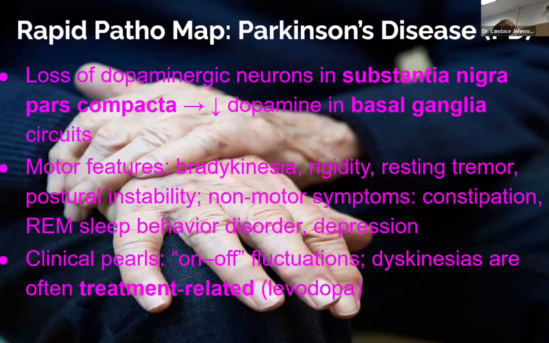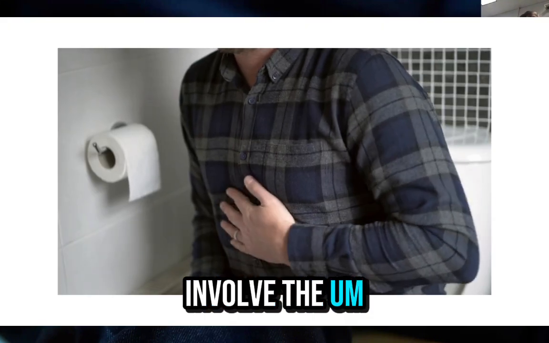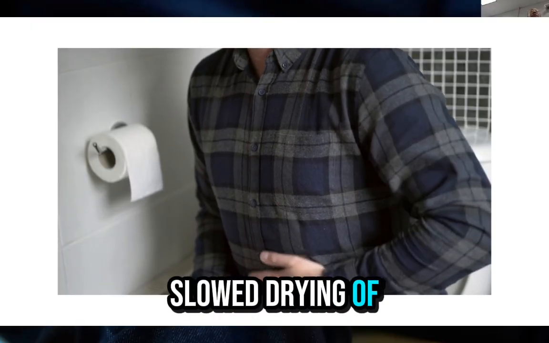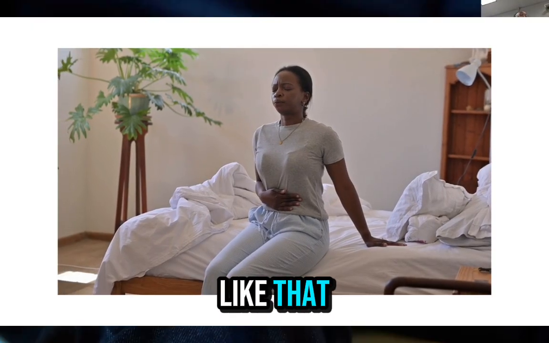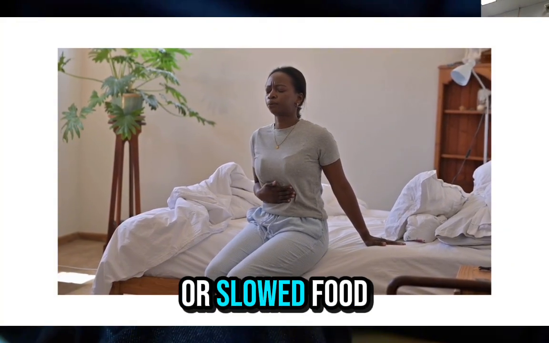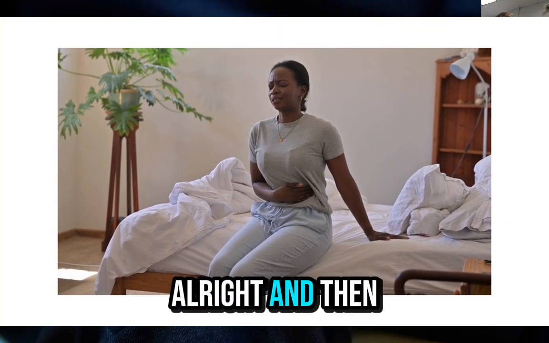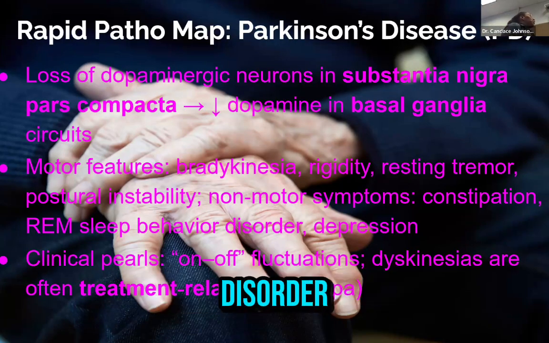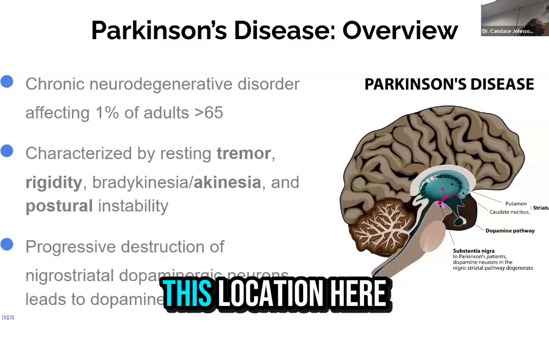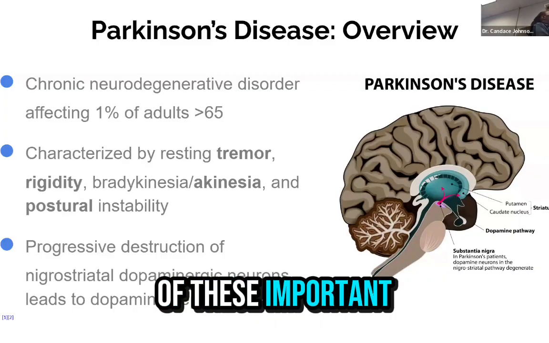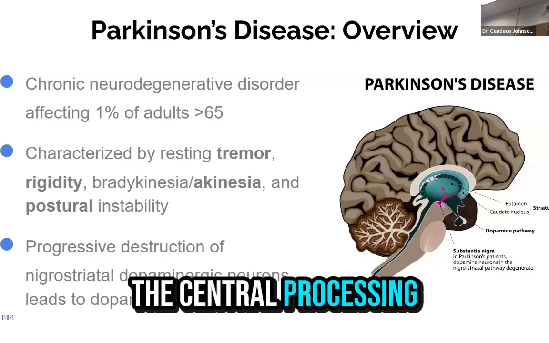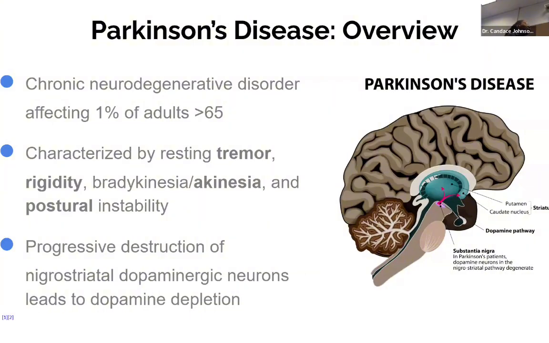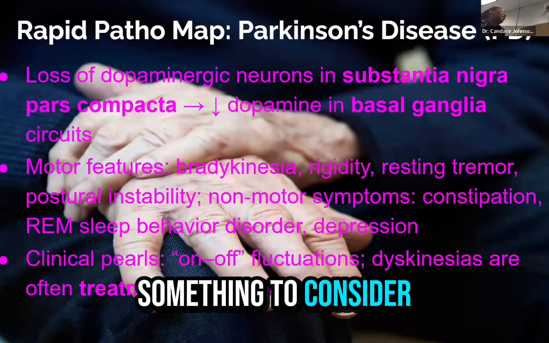and then there are some non-motor symptoms that are connected to our dopaminergic neurons. That would involve the constipation, or the slowed motility of the GI tract. I like to think about it like slowed digestion or slowed food processing. And then REM sleep behavior disorder. Because of this location next to all of these important structures that basically are the central processing unit of the body, you're going to affect those sleep centers. So this is going to be something to consider as well.